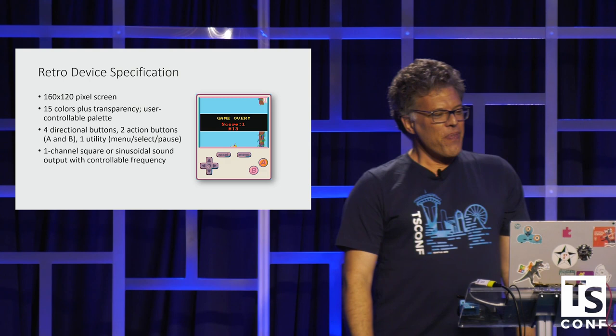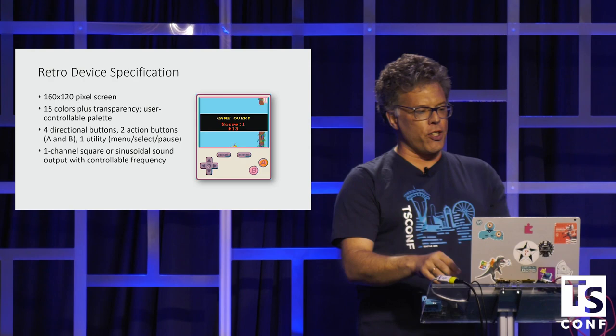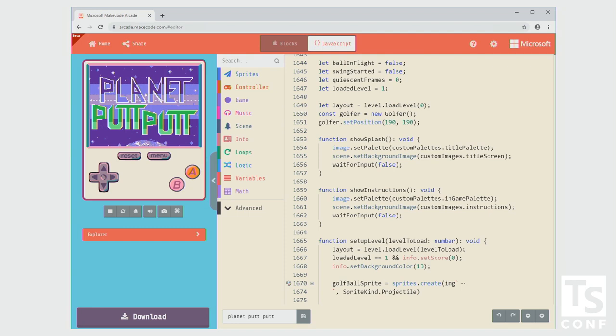15 colors plus transparency, 4 directional buttons, 2 action buttons, and a little sound generator. Here's what the editor looks like. Holly will tell you more about the specific game Planet Putt-Putt, but when you hit download, the magic of the compilation from static TypeScript to machine code takes place in the browser, and you are given a selection of devices.